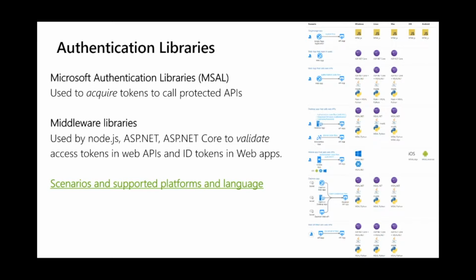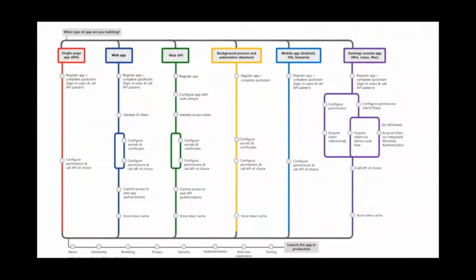The type of library you use will greatly depend on the scenario or what type of app you're building. There are 6 scenarios covered by the Microsoft Identity Platform. Single page application, or SPA, which uses the implicit flow, meaning it acquires an access token directly from the authorized endpoint of the authorization server.